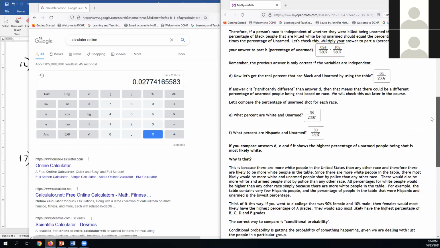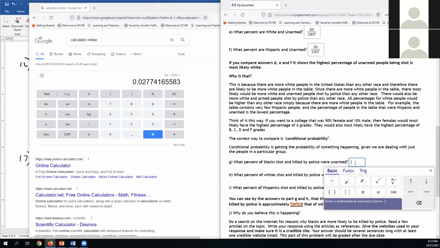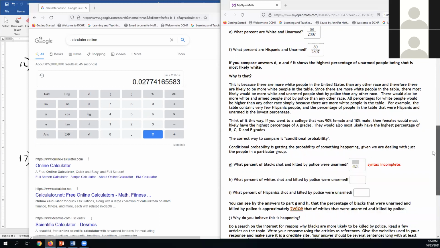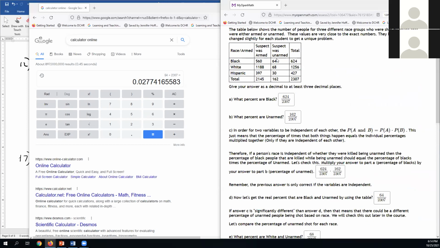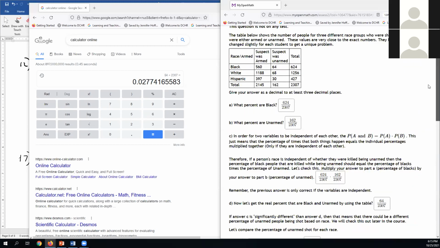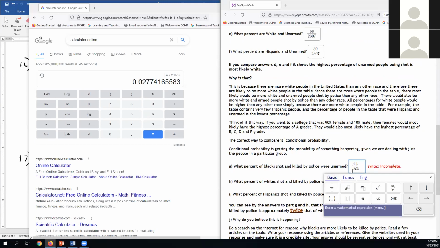Okay, what percentage of blacks? So how many blacks are we dealing with here in this table? 624. So let me type in the fraction here. And the bottom is 624. And how many of them were shot and killed by the police? So of that 624 up here, how many were unarmed? What percentage of blacks shot and killed by the police were unarmed? So 624 were shot and killed by the police, and of that 624, 64 were unarmed. So this is 64 out of 624. And this is definitely bigger than 10%.